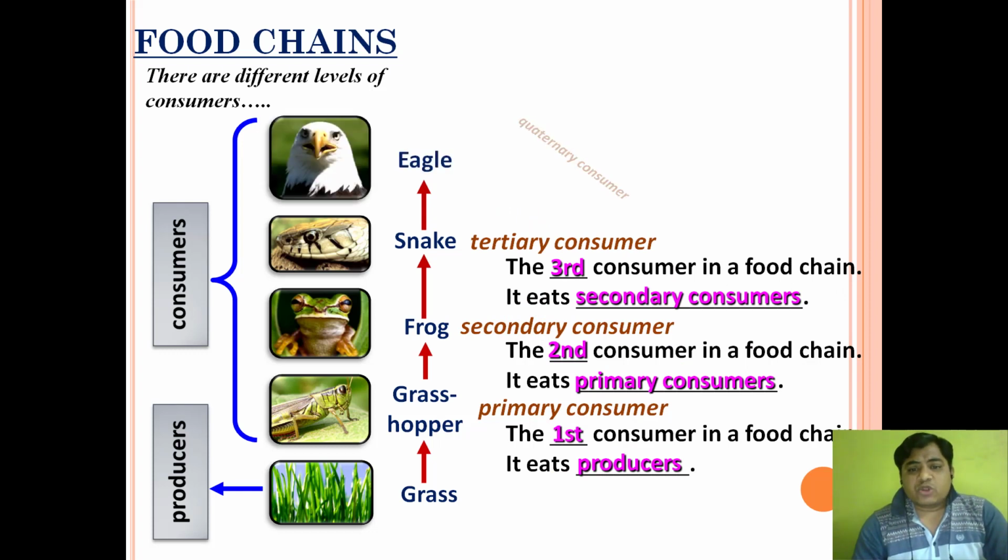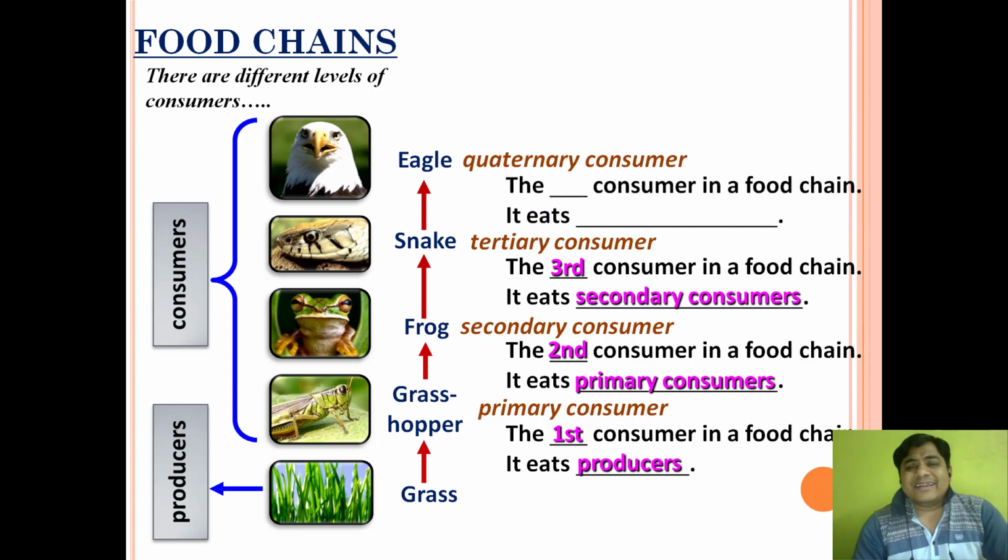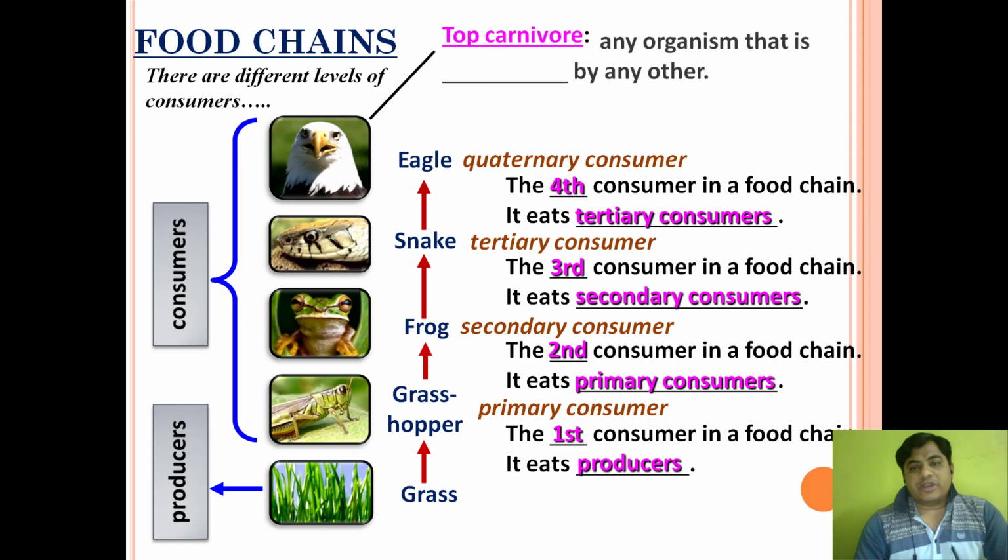And the fourth one is called the quaternary consumer, the fourth consumer in a food chain. Primary consumers depend on producers, secondary consumers depend on primary consumers, and tertiary consumers depend on secondary consumers. And lastly, the most important, the top carnivore.